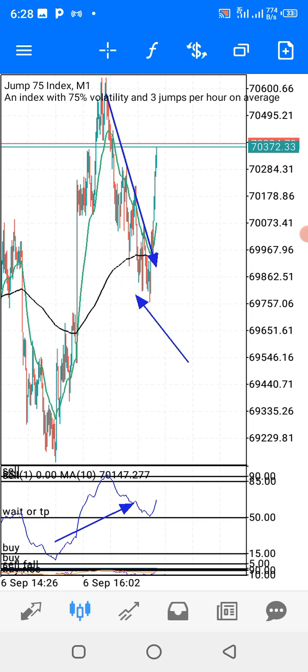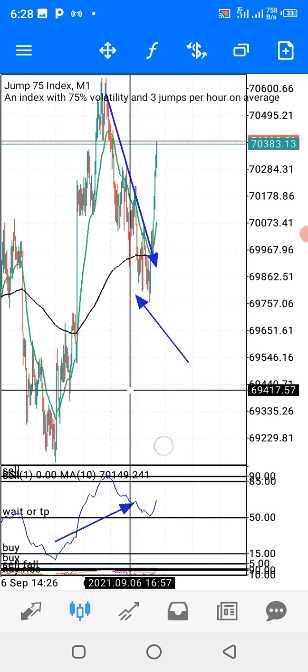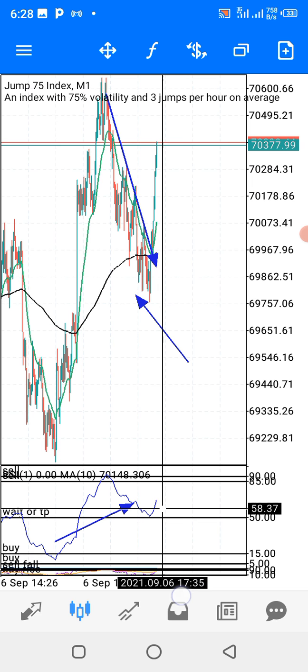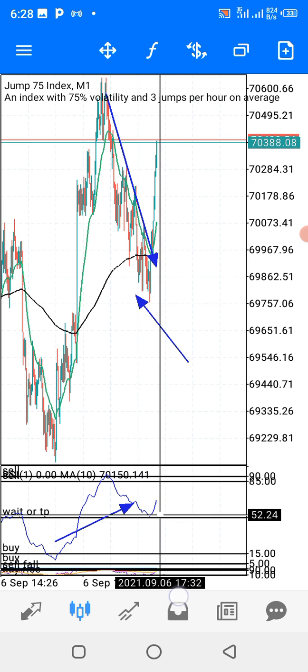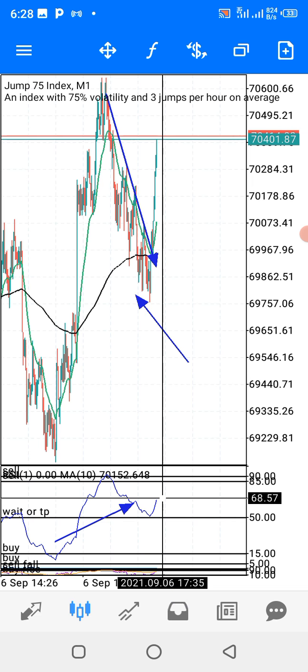Let me tell you something. Level 50, as a scalper, you have to close your market at level 50, please. This is not boom and crash. Even boom and crash do change direction. So you see what happened.